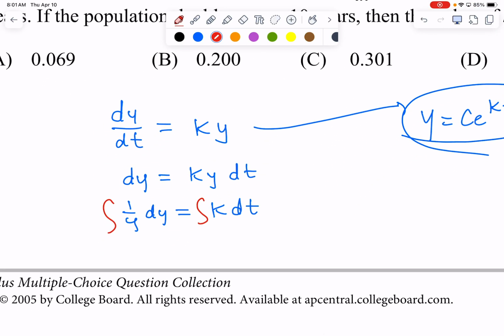You got it memorized? Y to the negative 1, you can't do that. Simple power rule does not work with y to the negative 1. It's natural log, absolute value of y equals the derivative of k dt is just going to be what?